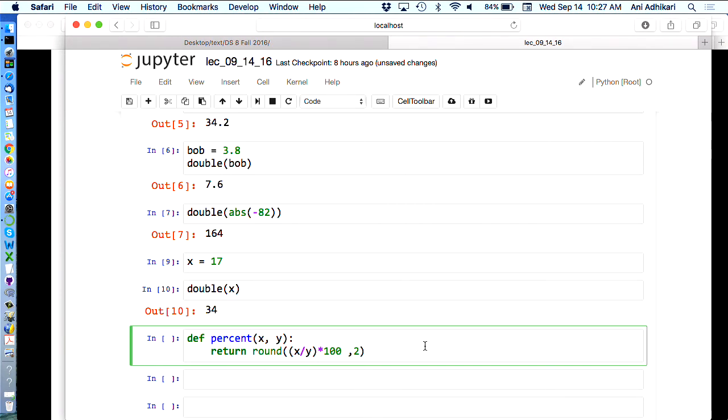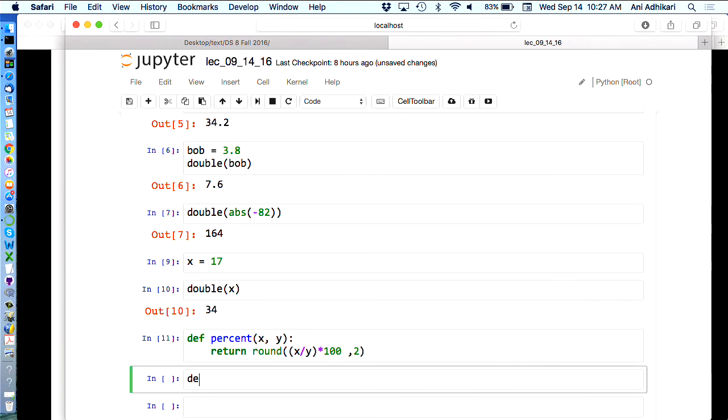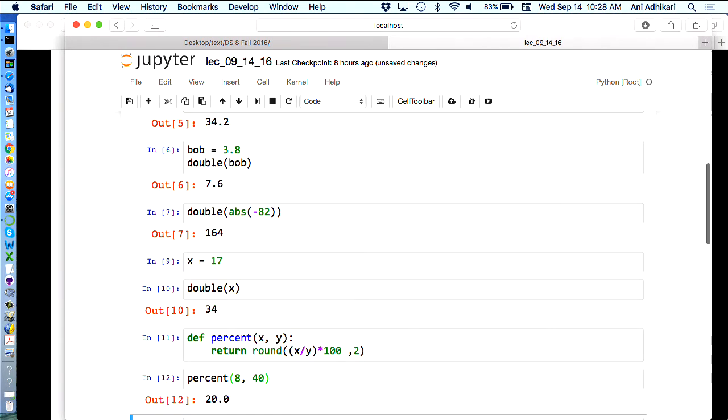Seems okay? All right. The thing that is often forgotten is the colon. Please remember the colon. That tells you where that def line completes. Okay, so I do that, and then if we do percent, what should we do? 8 out of 40, then what do we get? We get 20%. 8 is 1/5 of 40, that is 20%. We've defined a function correctly. All okay? So here's a function which takes two arguments, no big deal.